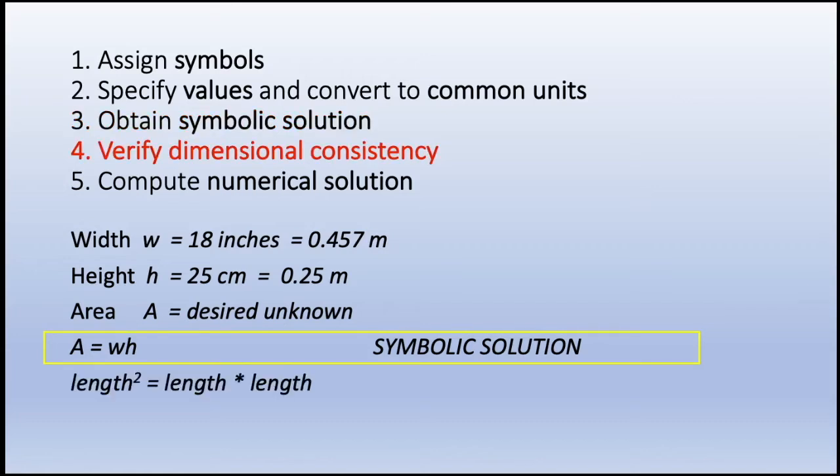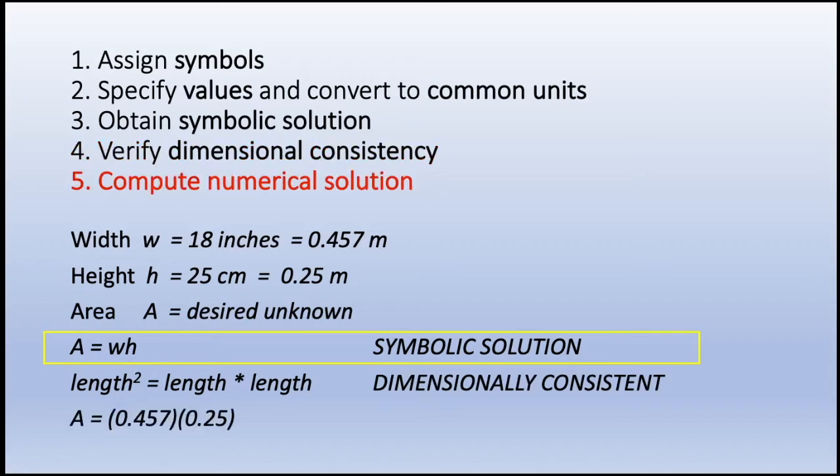Now, the next step is to verify dimensional consistency. We have a length W times a length H, and so the product of those two is a length squared. And we expect an area to be expressed in units of length squared. So we have length squared on the left, and we have length times length on the right, and that is dimensionally consistent. And we've convinced ourselves that this is a dimensionally consistent expression for the variable that we're trying to get.